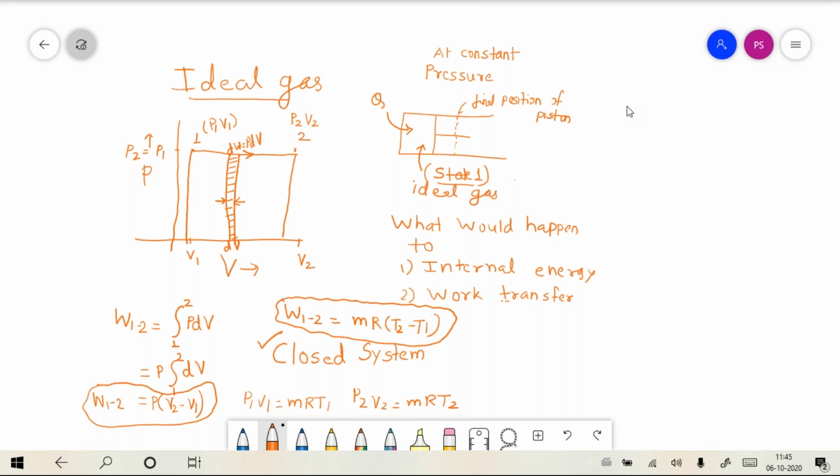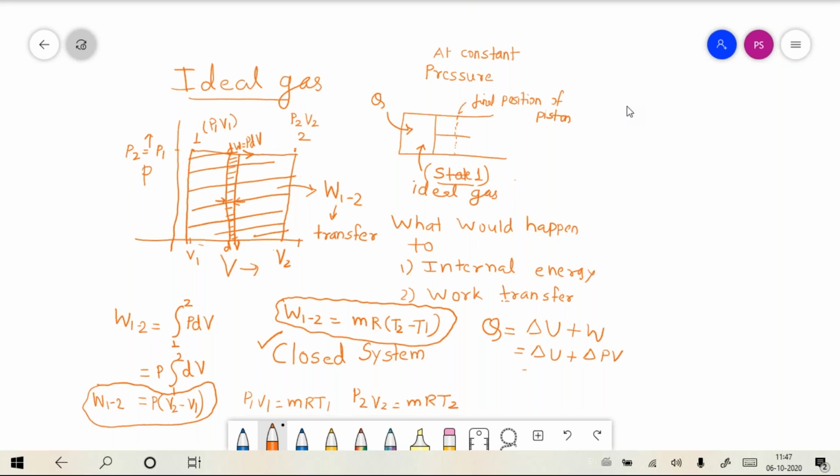If you want to find the heat transfer, apply the first law of thermodynamics to this process 1 to 2. So what is the mathematical statement of the first law of thermodynamics as applied to a closed system? It is Q equal to delta U plus W, which is nothing but delta U plus P delta V, or we can just write delta PV. It is the same thing.